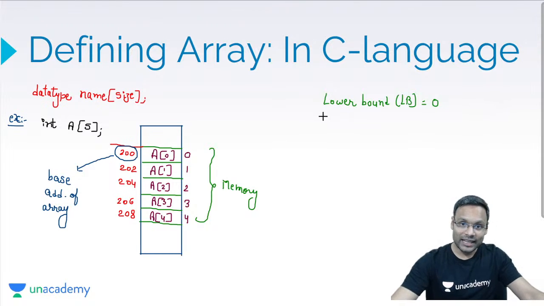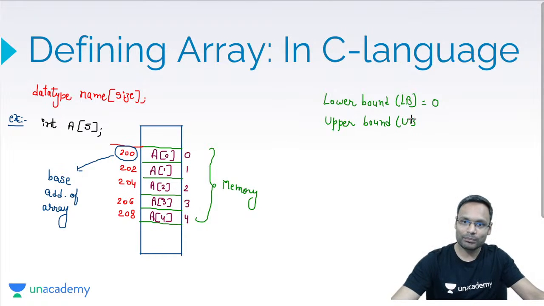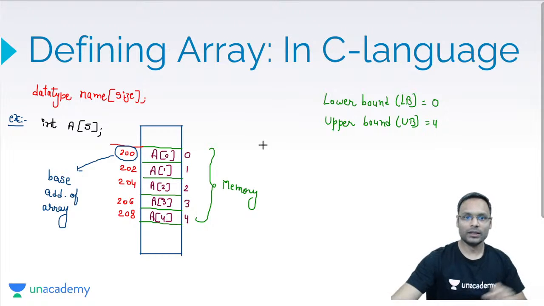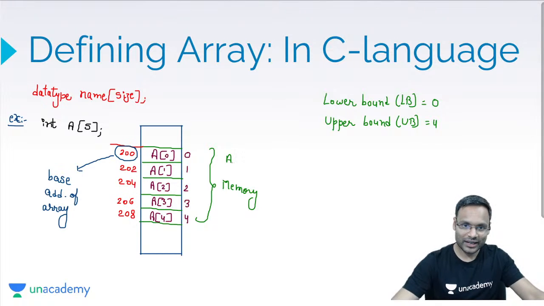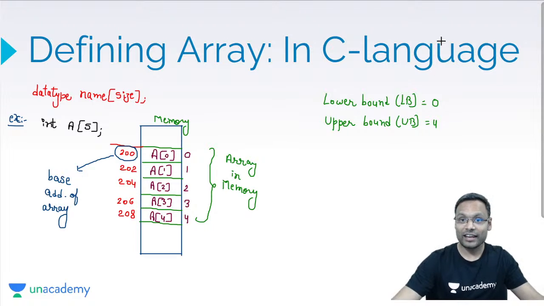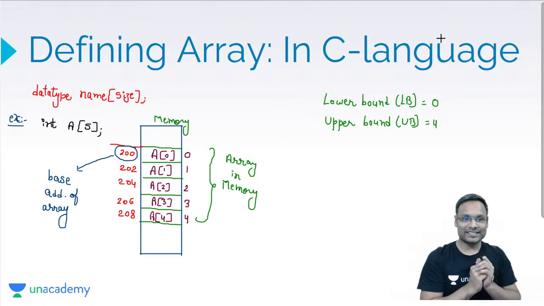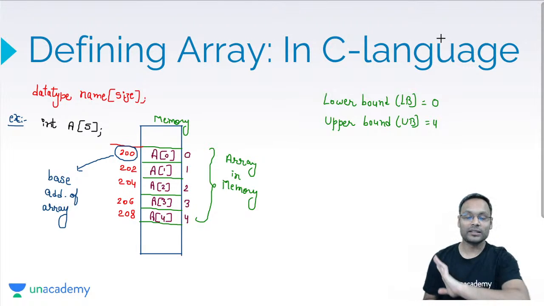And in this example, what is the upper bound here? Upper bound is equal to 4 in my example. Got it? Very simple. I should write here array in the memory. This is memory. Now, this is the C language. How to define the array in C language, how the array looks like in the C language, how it is stored and multiple other things.